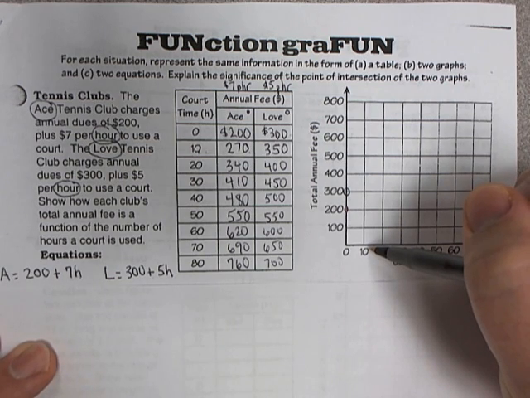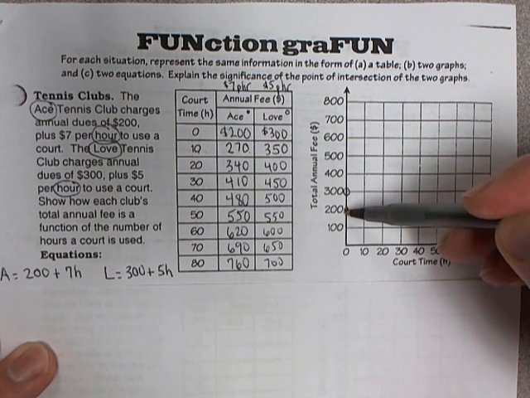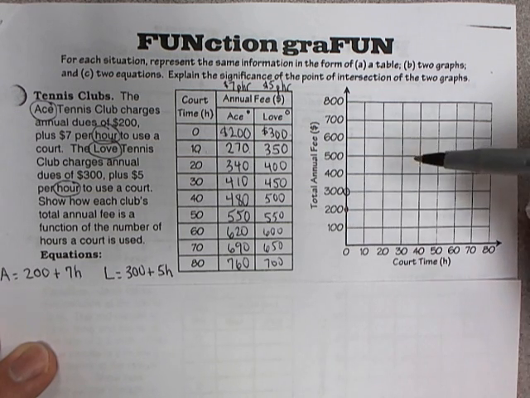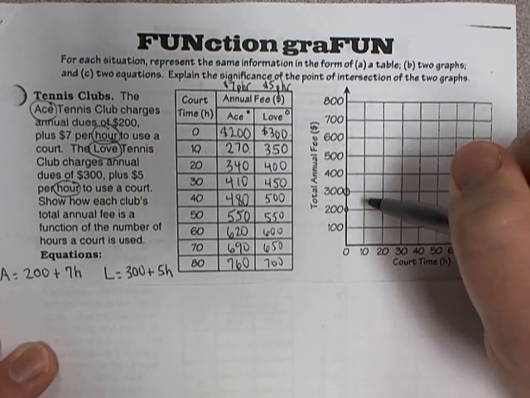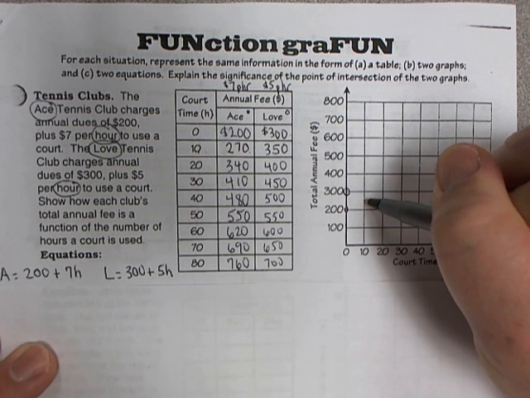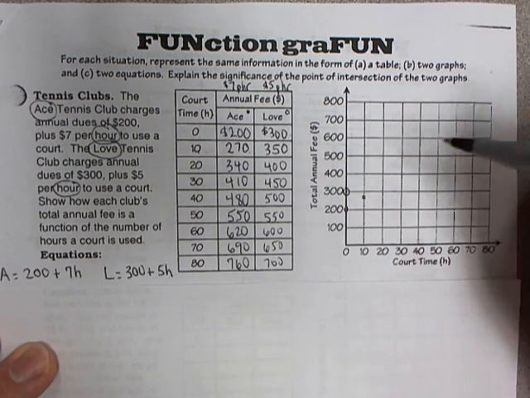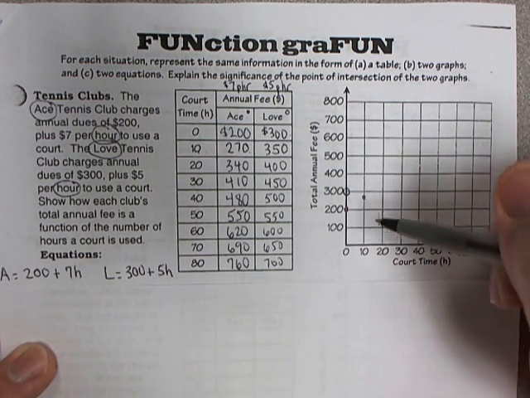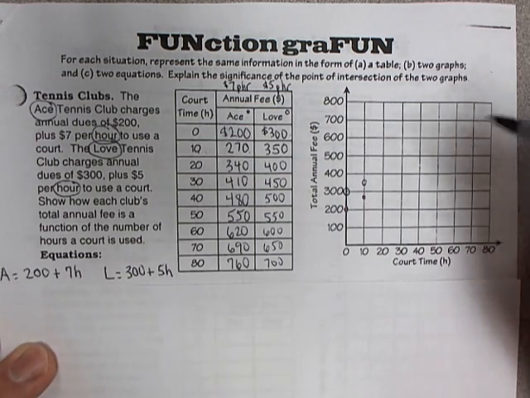At Ace, to rent a court for 10 hours, it's $270. Now notice that the y-axis values are increasing by 100 each time. So we need to estimate the placement of our shaded circle to represent $270. So halfway up between 200 and 300 is 250. So we're going to go a little bit higher than that. So let's say about right here would be 270. That's close enough. At Love, for 10 hours, it's 350. So that's going to be exactly in the middle of 300 and 400. So we're going to use an open circle there.